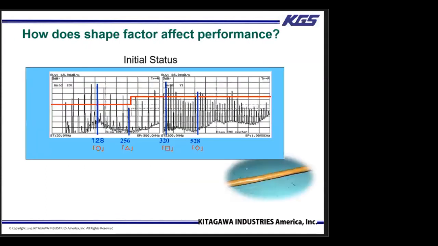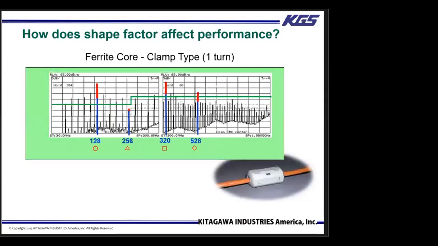So these 4 frequencies are shown on this graph without any ferrite core attached. We will call this the initial status. And this is the result with 1 ferrite core attached to the cable. And you can see that there's a decrease in noise. The red dotted line indicates the initial noise level.